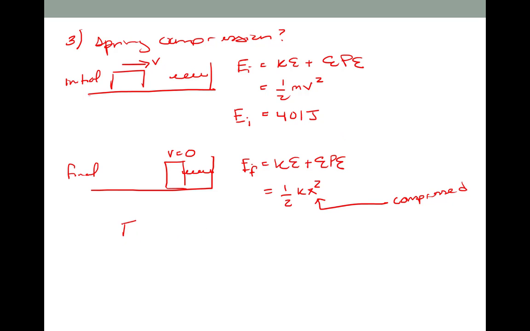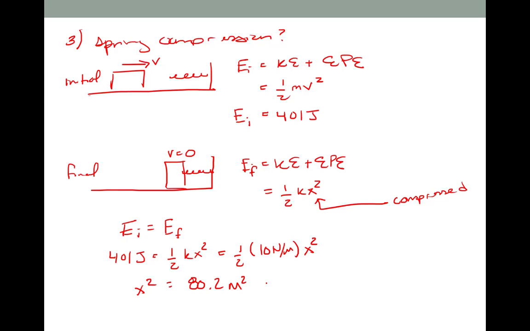We can now say the initial energy here equals the final energy, so 401 joules equals 1/2 kx squared. K was 10 newtons per meter, x squared. So that means x squared equals 80.2 meters squared, which means that x is the square root of that, which is 8.96 meters. This concludes this part of Unit 11.